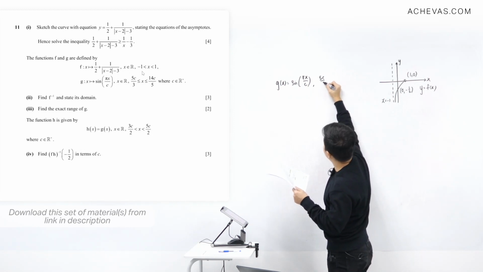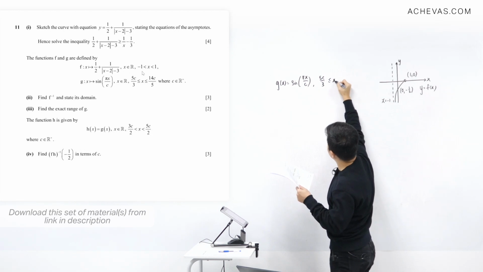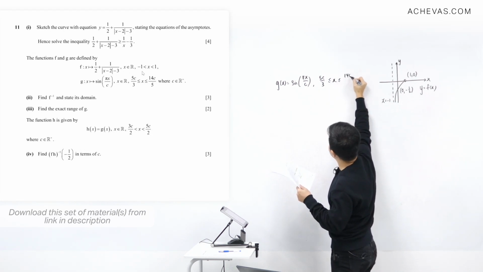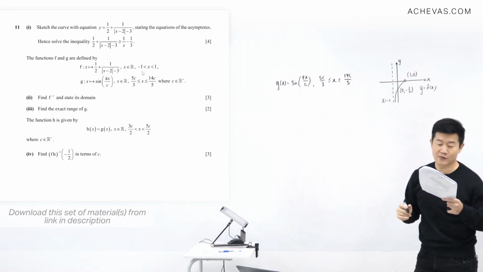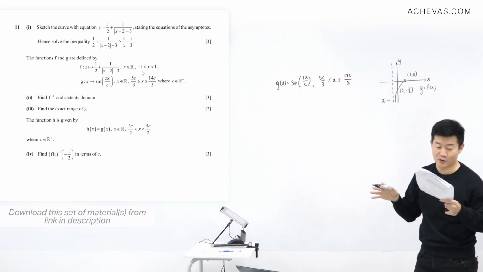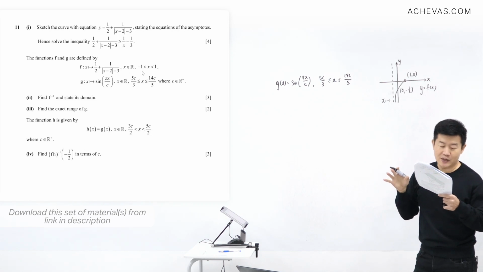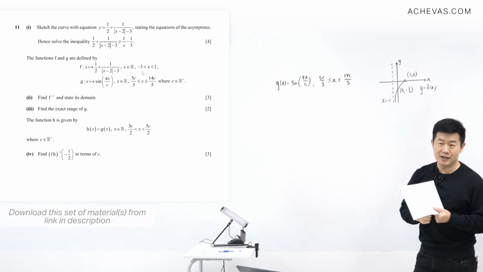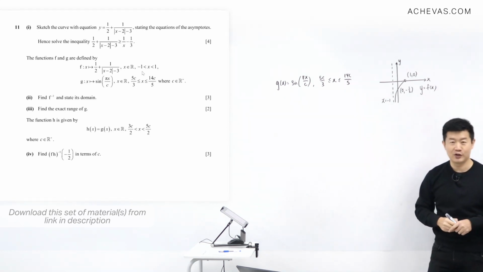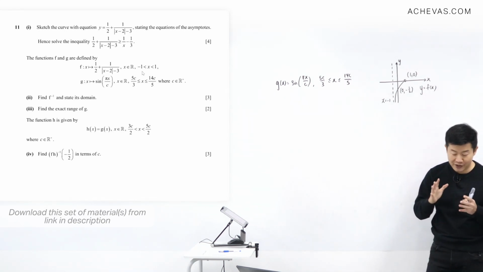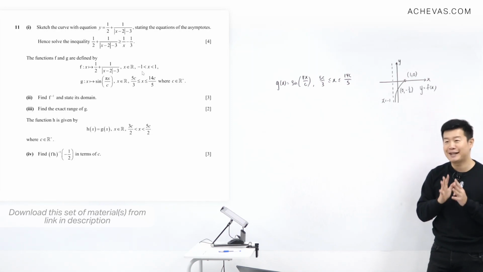It is from 5c over 3 all the way until 14c over 5, where this c is a positive real number, according to what the question says. So we are supposed to find the exact range of c, and I think what I should try to do first is to sketch the graph of g(x). So we are supposed to find the range of g, not c. We are supposed to find the exact range of the function g.